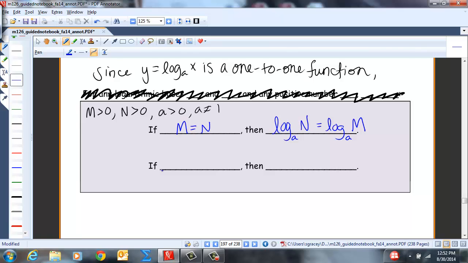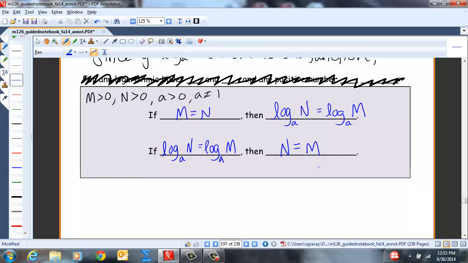The second property here, going the other direction, is when you have a log equation that was expanded, and you do the work to condense it. Then what you can do is, if you have the same base log on either side and it's completely condensed, then what's inside the logs must equal each other.